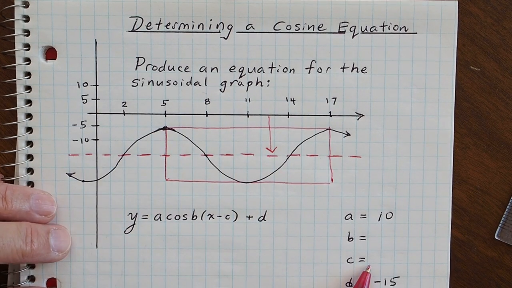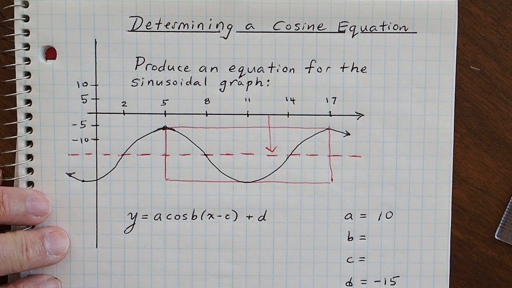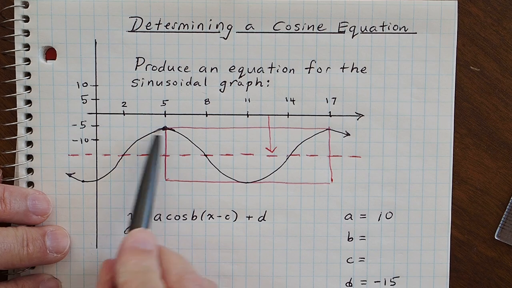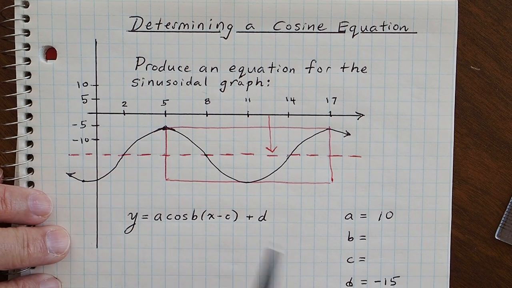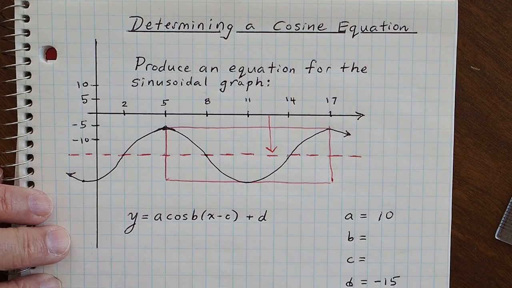Now c is how much horizontal translation has taken place. Normally when you see a cosine graph which hasn't been transformed, it starts with a crest on the y-axis. But this crest starts 5 units to the right of the y-axis, so that we call phase shift. So that means there's been a phase shift of 5 units to the right. So we'll put a 5 there.